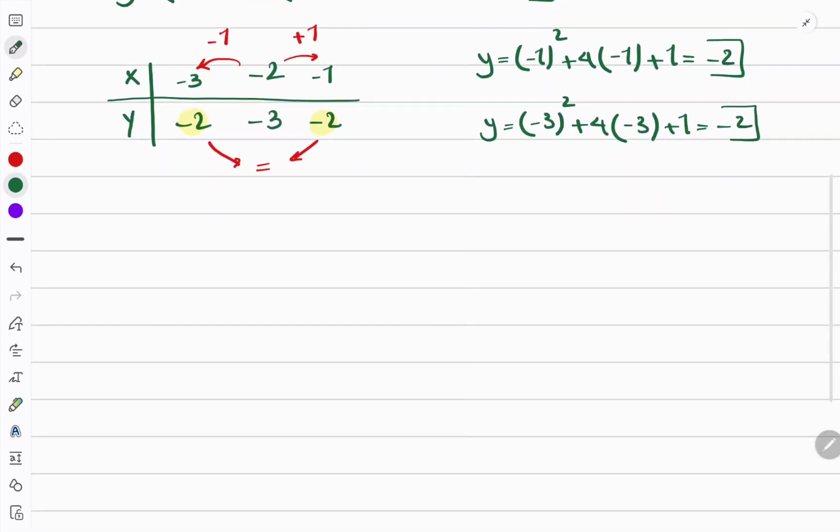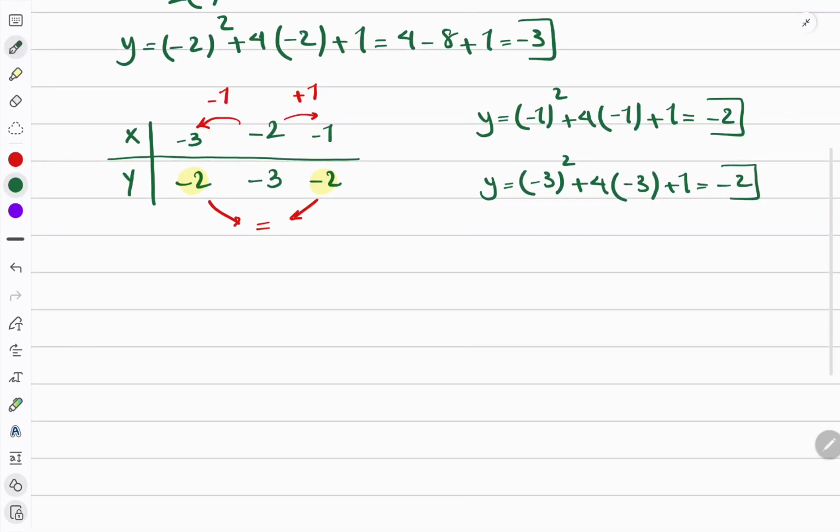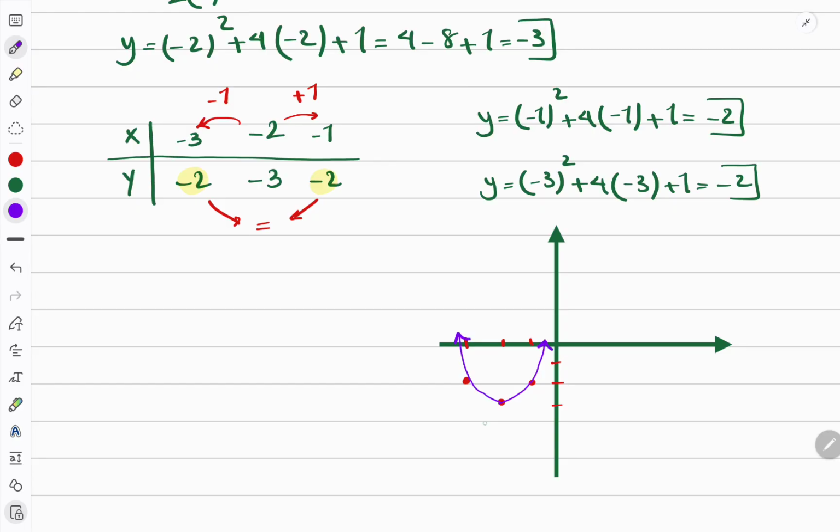Now I'm gonna sketch this graph. Okay, negative 2 and negative 3 is the vertex, negative 1 and negative 2, negative 3 and negative 2. Okay. This is our graph and this is the vertex.